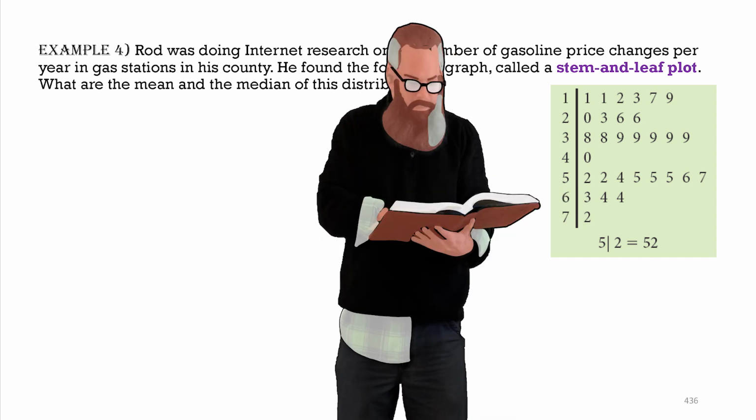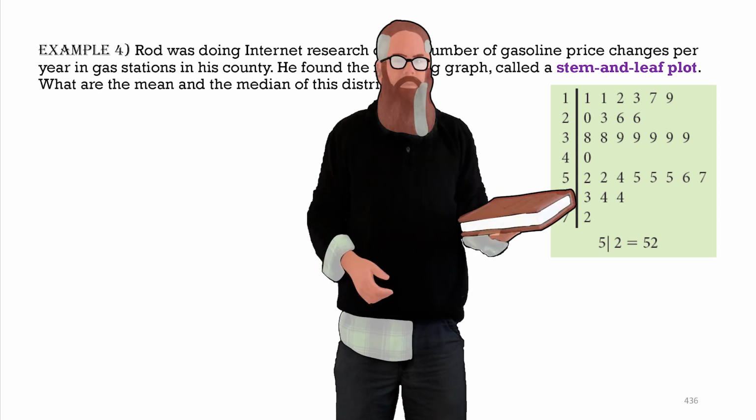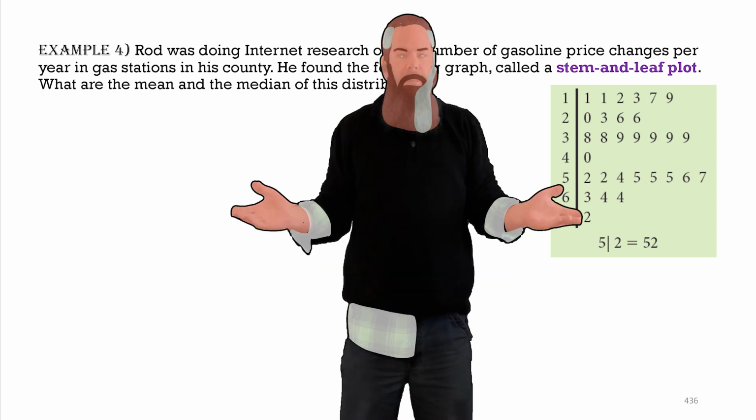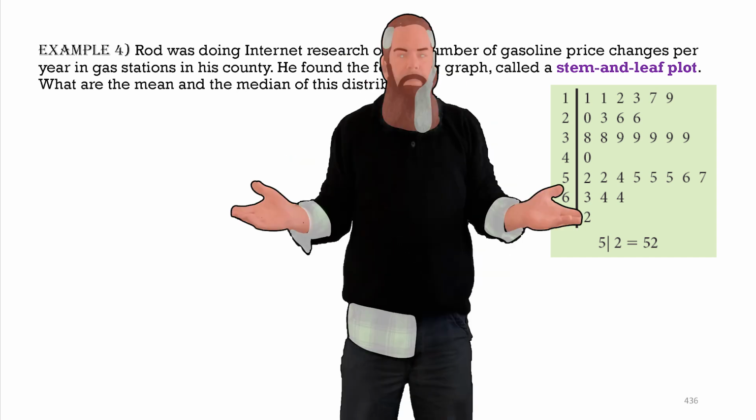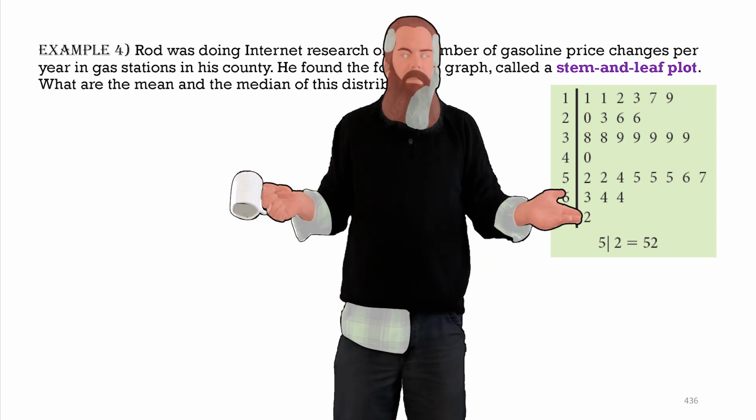The first row represents the following numbers: 11, 11, 12, 13, 17, and 19. The second row represents 20, 23, 26, 26. The last row represents 72.